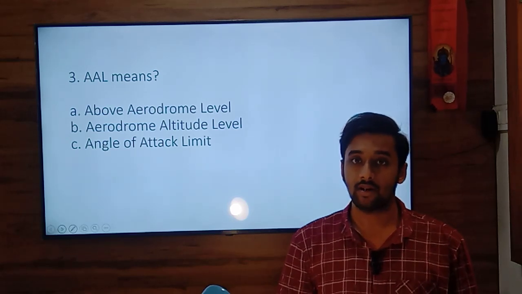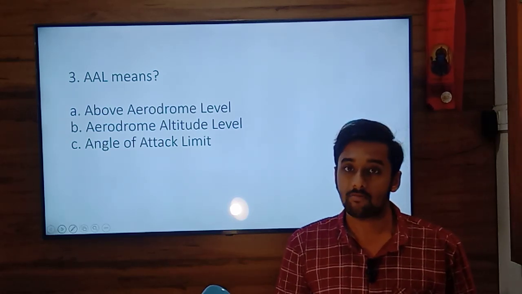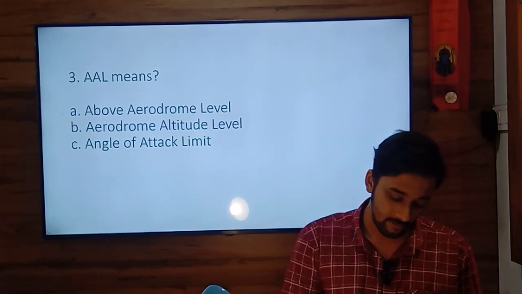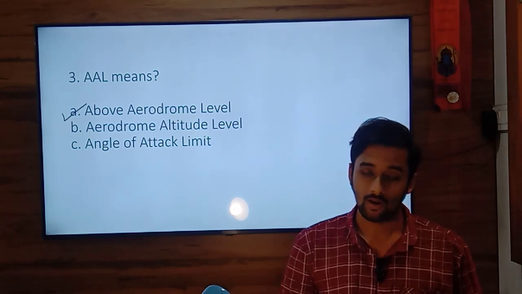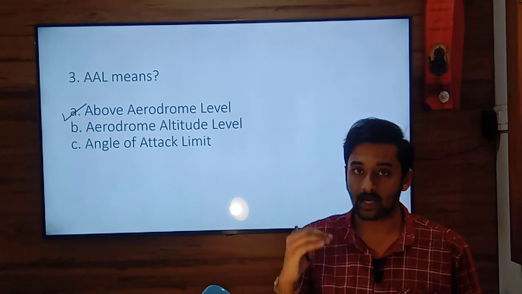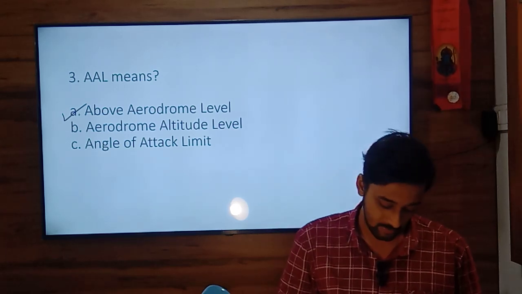Next, AAL, alpha alpha lima, means what? It means above aerodrome level. Above aerodrome level means above the airport, above the aerodrome.